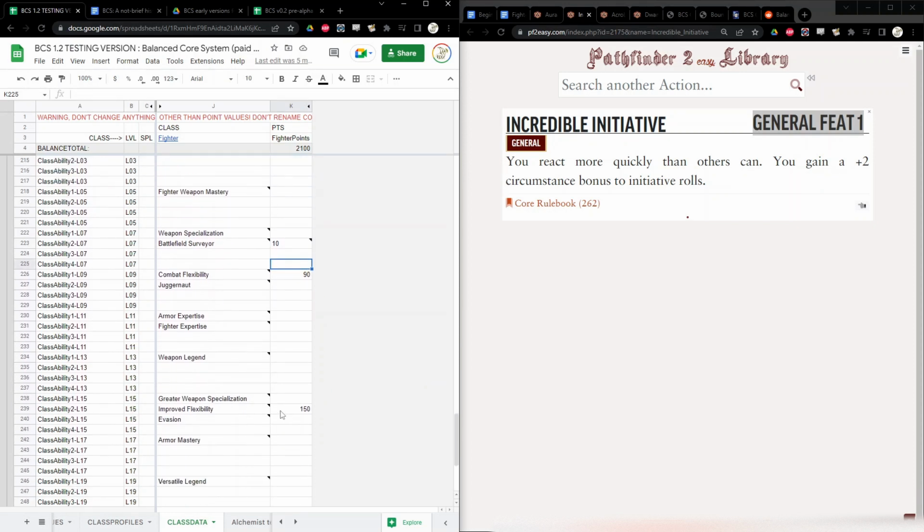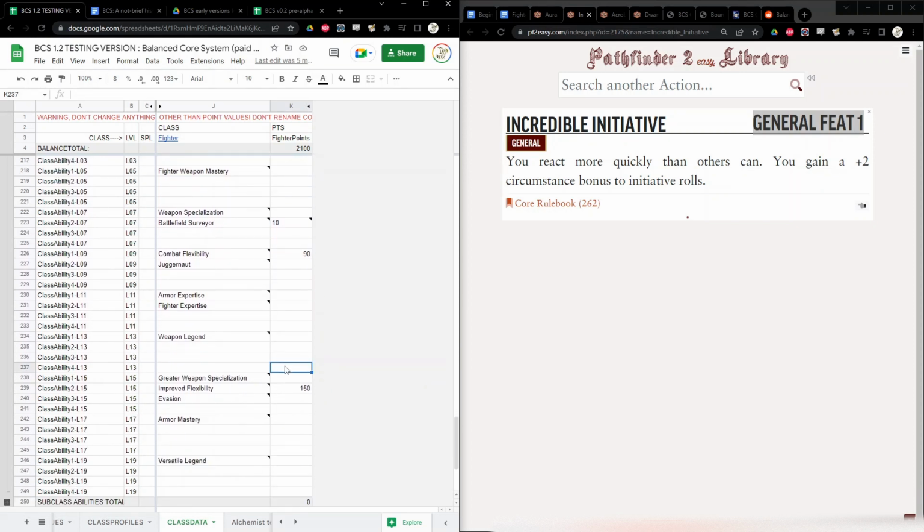And then the fighter only has 2 more unique class features: the combat flexibility and the improved flexibility that give you an extra feat per day, or cumulatively 2 extra feats per day. Well, the feat it gives you is a level 8 feat. So you might think, oh, it's worth 80 points, or maybe it's worth 70 points.